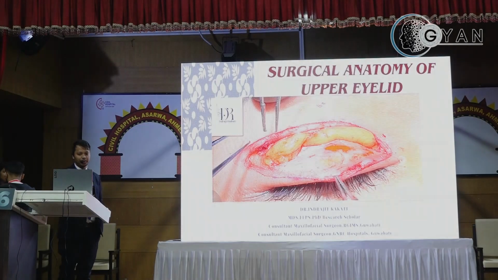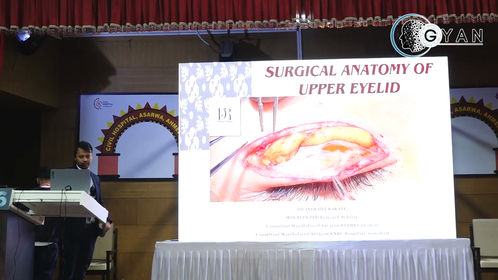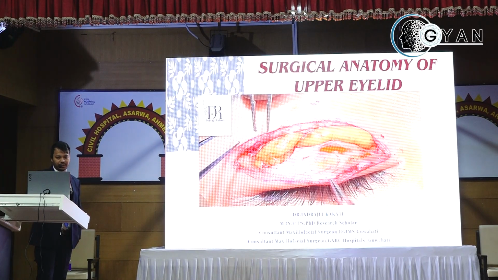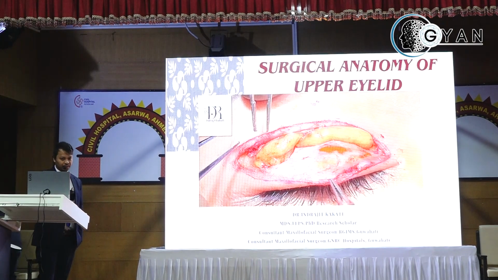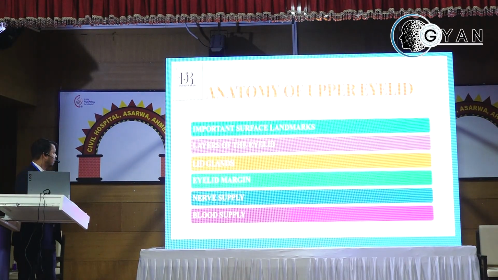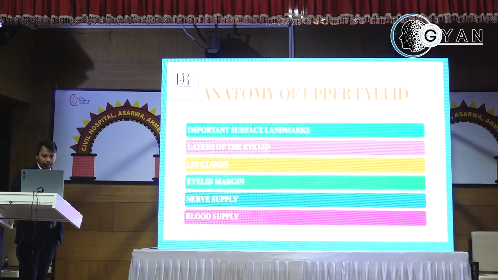So today we are going to explore the surgical anatomy of the upper eyelid, as it has a very important role in all the facial expressions. The upper eyelid also regulates the light entry, protects the eye from any injury, and acts as a shutter of the eye. So let's discuss the importance, landmarks, the layers, lid glands, eyelid margin, nerve supply, and blood supply.